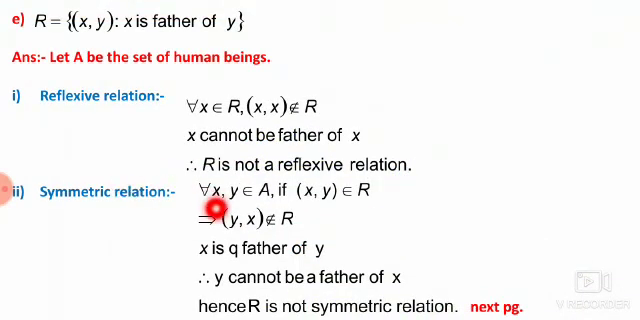To define the symmetricity, we need two human beings. For all x, y belongs to A, if (x, y) belongs to R, that implies (y, x) does not belong to R. Now, x is a father of y. Therefore, y cannot be a father of x. Hence, R is not a symmetric relation.